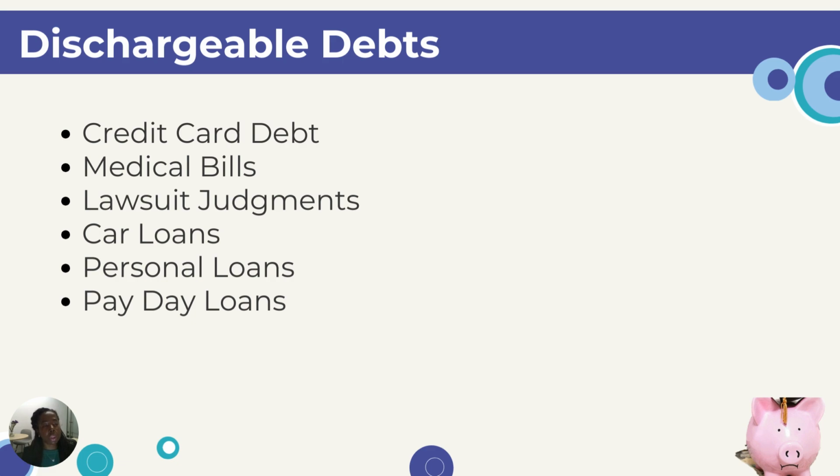So I just want to distinguish between dischargeable debts and non-dischargeable debts, right? Dischargeable debts are the common debts, the things that we think about as what you would file bankruptcy for: credit card debt, medical bills, lawsuit judgments, car loans, personal loans, payday loans, utility bills, even. So if you owe Con Ed $2,000, you can file bankruptcy and get rid of that, or even back rent, right? So if you're prepared to move out, or if you've already moved out and you owe an old landlord rent, all of those debts are dischargeable, so they're going to be automatically wiped out in your general discharge.